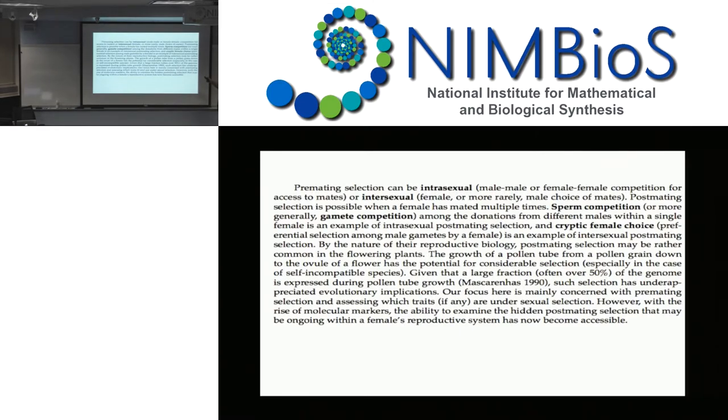So sperm competition, or more generally gamete competition, involves donation from several males within a given female, and there may be features, some sperm may swim faster, and if there are variants, there would be selection then for sperm that can outcompete other sperm. You can also have cryptic female choice, which is preferential selection of male gametes by females. Here, these are male gametes competing within the female. Here is the female preferring male gametes.